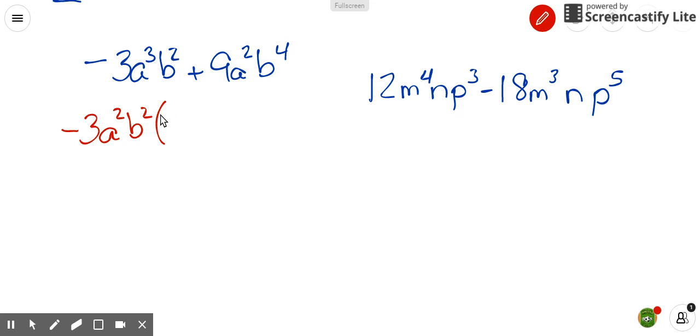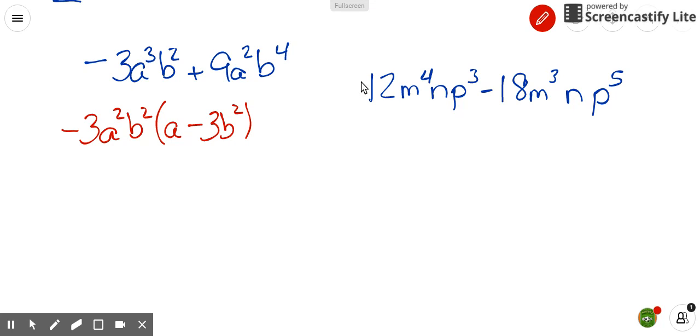I'll take out 2. And again, we're dividing, so negative divided by negative gives me a positive. 3 divided by 3 is 1. I had 3 factors of A. We're taking out 2 factors of A. That leaves me 1 factor of A. Here I had 2 factors of B. If I take out 2, it leaves me nothing. Now again, positive divided by negative gives me a negative. 9 divided by 3 is 3. 2 factors of A, take them out, that leaves me no factors of A. 4 factors of B, we took out 2 of them, that leaves me 2 factors of B.